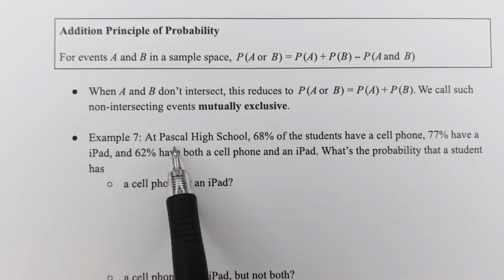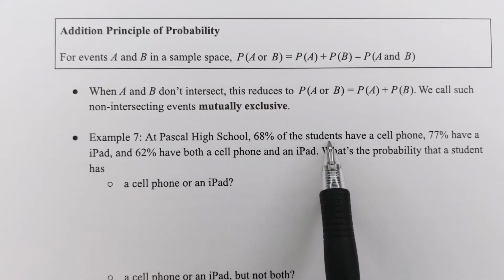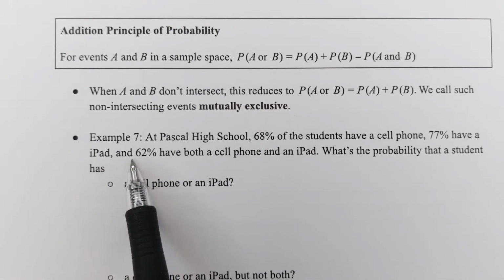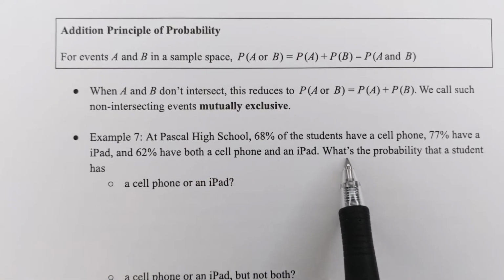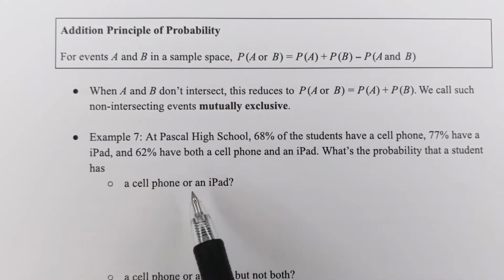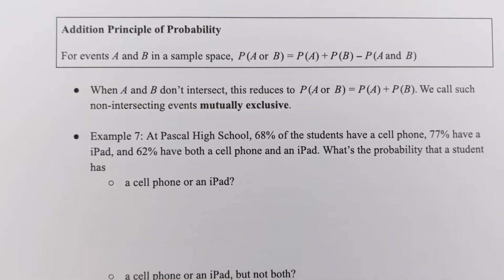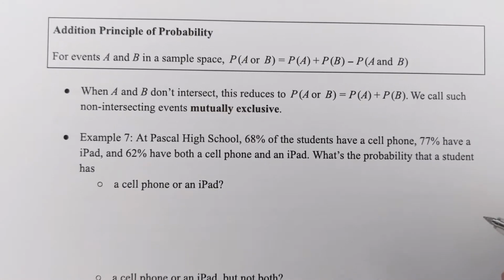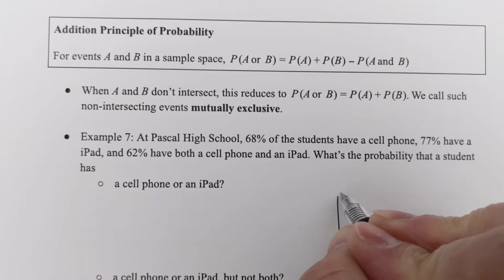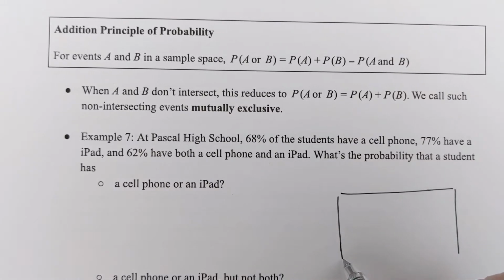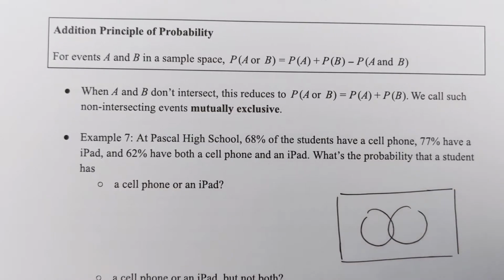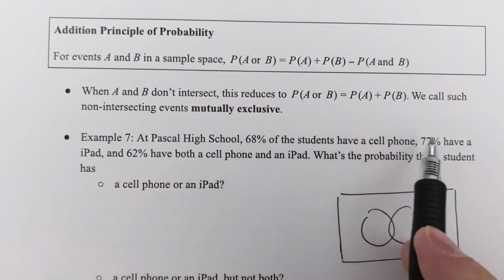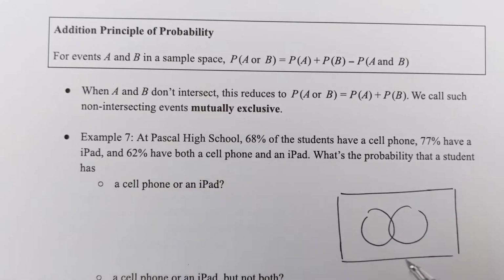Example 7, Pascal High School, 68% of the students have cell phones, 77% have an iPad, and 62% have both of them. What's the probability that a student has a cell phone or an iPad, but not both? All right, so let's see here. So let's draw our lovely Venn diagram. So over here, so 68% have a cell phone, 77 have an iPad, and 62% have both.